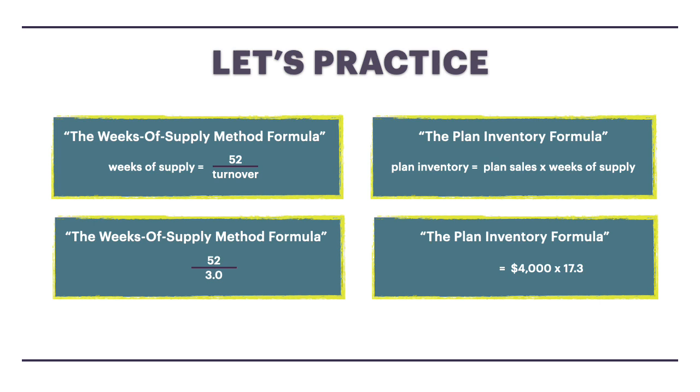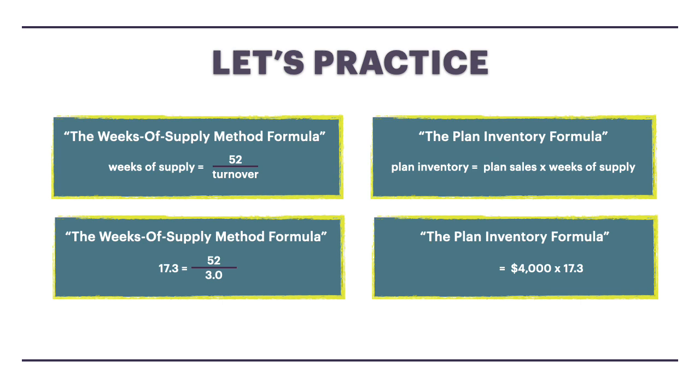So let's practice. We're going to start with our weeks of supply method formula. Our desired turnover is 3.0. To calculate our weeks of supply, we're going to take the number of weeks in a year, which is 52 weeks, and divide that by turnover. So we're taking 52 weeks and dividing that by 3.0, which gives us 17.3.